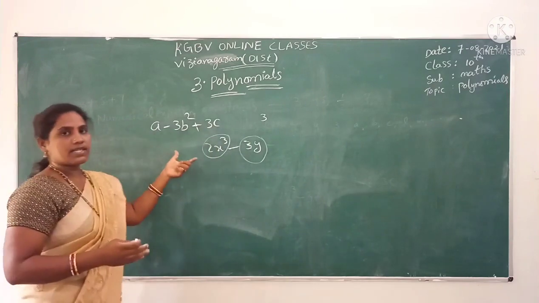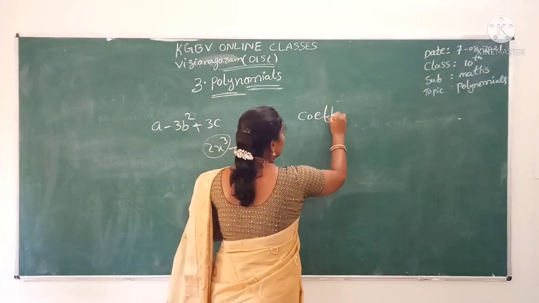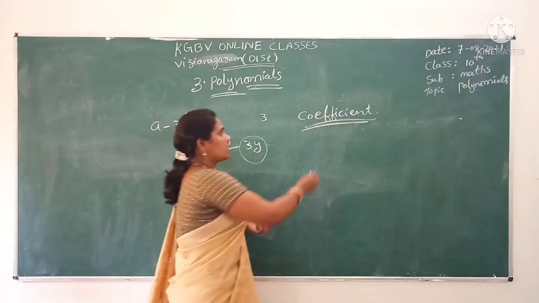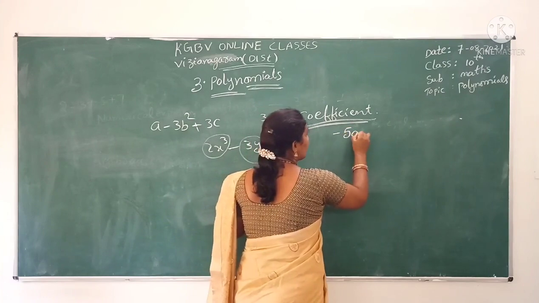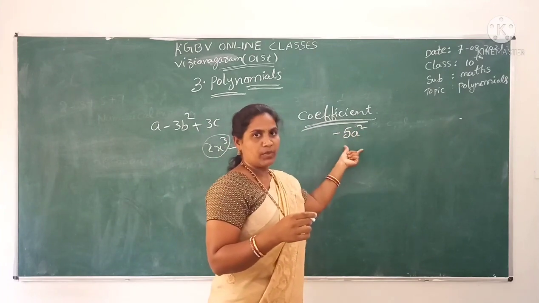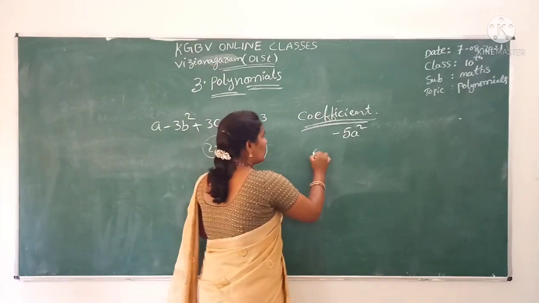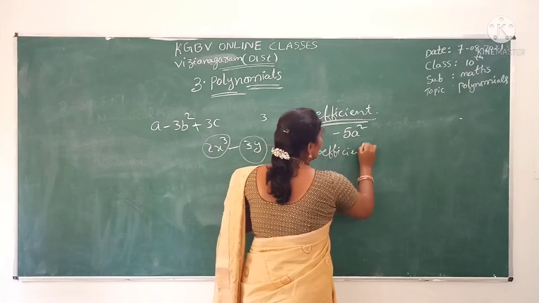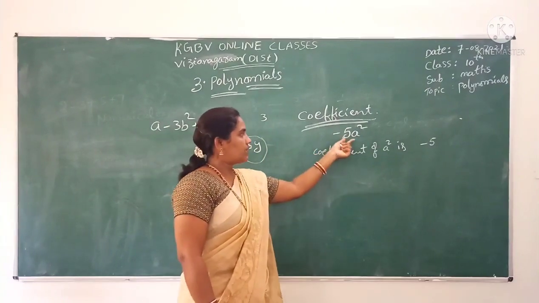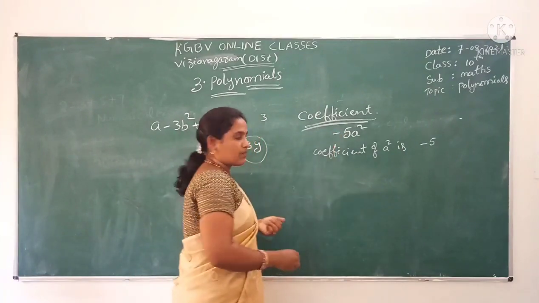So next we will discuss an important concept, coefficients. What is a coefficient? Take minus 5a square. It is a product of a variable and a constant. This is one term. In this term, a square is multiplied by minus 5. So, the coefficient of a square is minus 5. The number by which the variable is multiplied is called the coefficient.